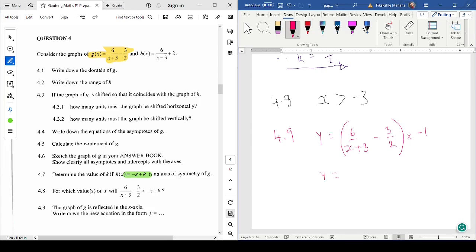So what that leaves us with is -6 over x plus 3. The minus only affects the top of the fraction. I hope you still remember your fraction rules. And then remember we're multiplying this by the minus there, and that changes it to a positive 3 over 2, and then that's your final answer.